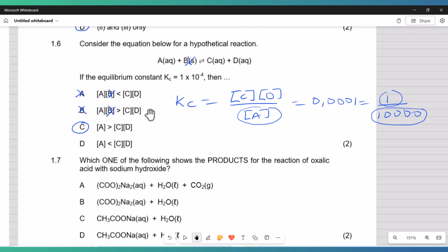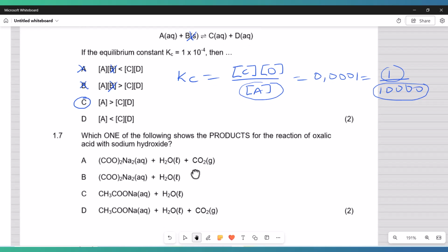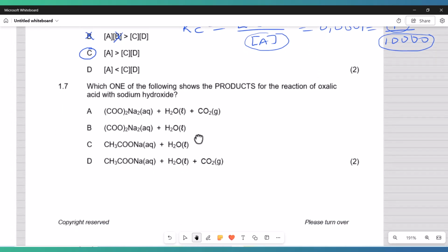Okay. Next question, 1.7. Which one of the following shows the products of the reaction of oxalic acid with sodium hydroxide? I repeat, which one of the following shows the products for the reaction of oxalic acid with sodium hydroxide? Now, oxalic acid with sodium hydroxide is going to form sodium oxalate plus water.